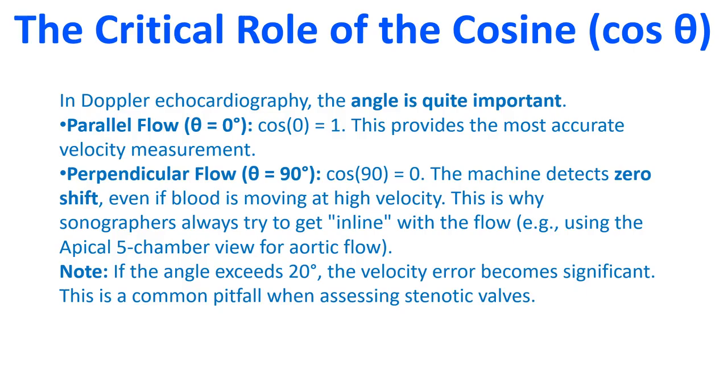This is why sonographers always try to get in line with the flow, like using the apical 5-chamber view for aortic flow. If the angle exceeds 20 degrees, the velocity error becomes quite significant. This is a common pitfall when assessing stenotic valves.